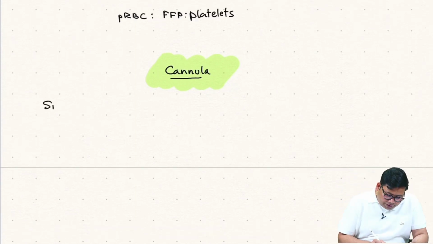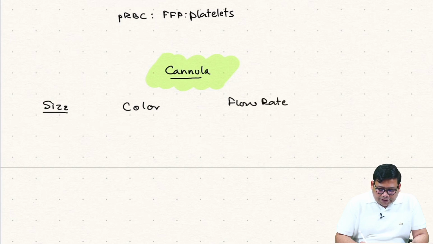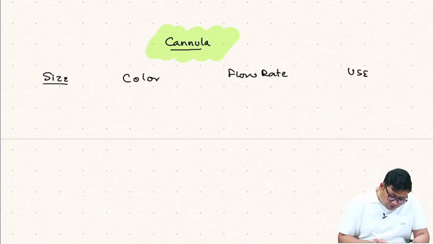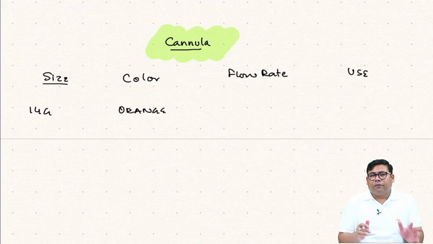On one side, we write the size of the cannula. On one side, we write the color of the cannula. On one side, we write the flow rate of the cannula. So exact cannula size is very, very important. And on one side, we write the use of the cannula. So for size of the cannula, we have 14G. This is orange, and this is the cannula with the widest bore and heaviest flow.